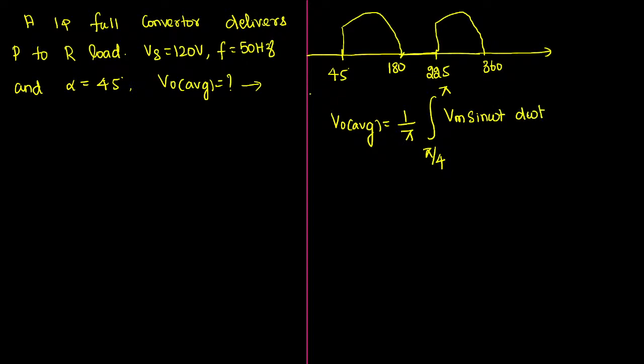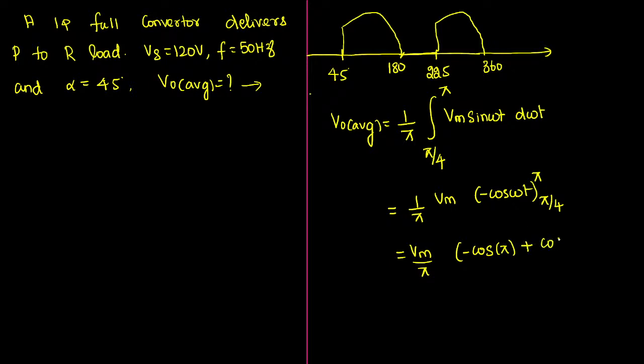I know most of you guys know the formula directly. I am just showing you how to derive it. You can take Vm outside, it will become minus cos omega t, and the limit will be going from pi by 4 to pi. If you substitute these values, it will become Vm by pi into minus cos pi. While going up with the lower limit, one more minus will be existing, so minus into minus will be plus.